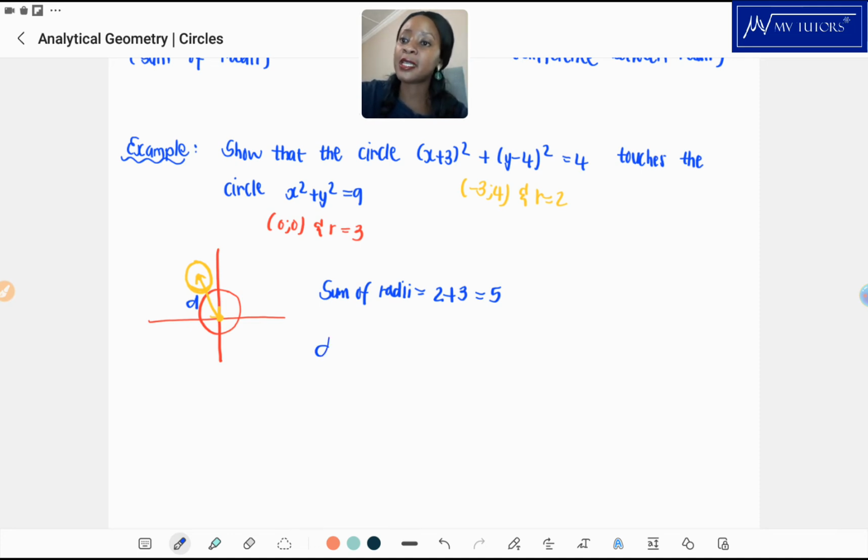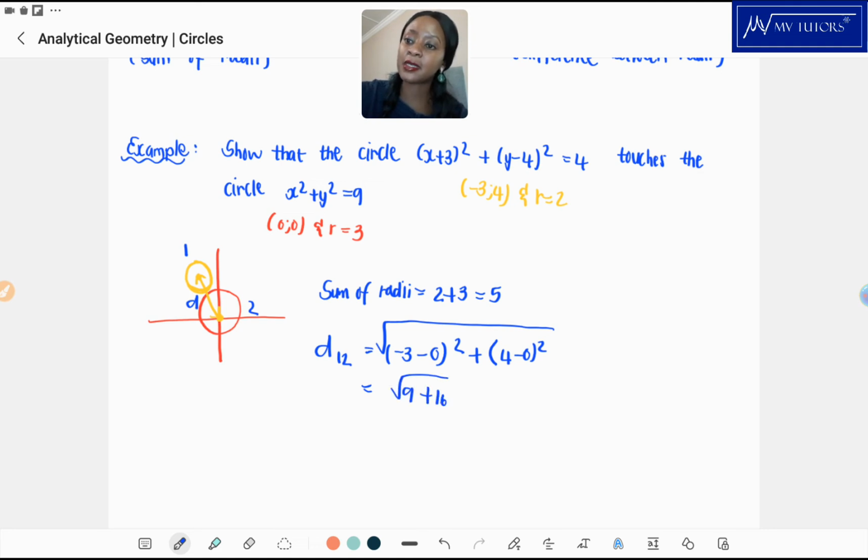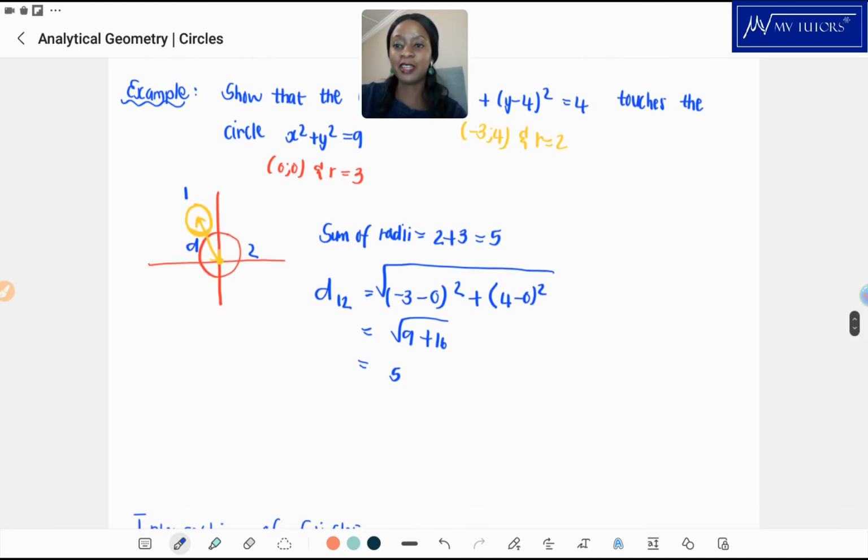I'm going to call this circle 1 and this circle 2. The distance between circle 1 and 2: the x-coordinate of 1 is negative 3, and I'm going to subtract 0. The y-coordinate of 1 is 4, and I'm going to subtract that. All of that is under the square root. So I have 3 squared, which is 9, and 4 squared, 16. 9 plus 16 is 25. The root of 25 is 5. So the distance between their centers is 5 units.